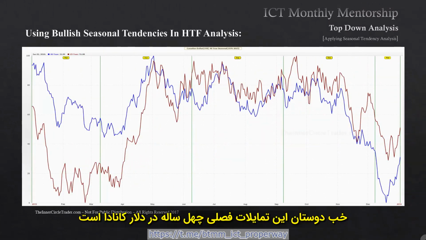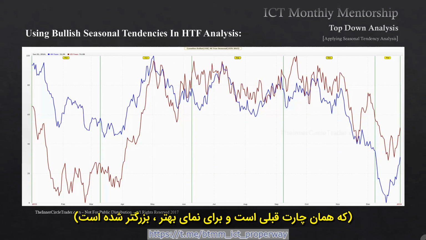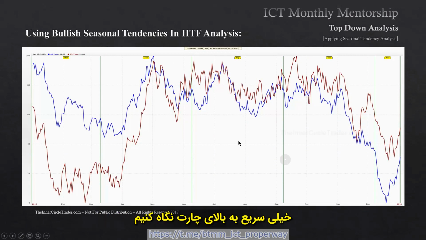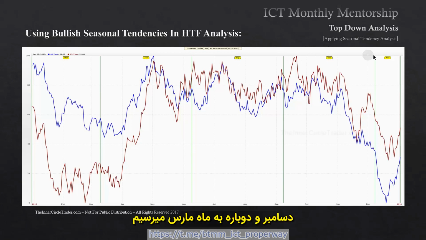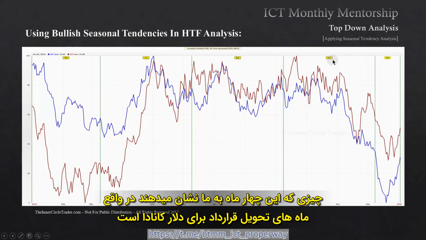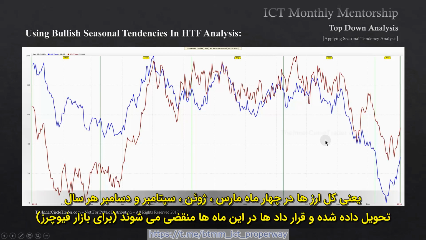Okay, folks, this is the Canadian dollar 40-year seasonal tendency. This is an expanded view of the same chart you just saw. And I want you to take a look at something real quick. Up here we have March abbreviation, June abbreviation, September abbreviation, December, and then back to March again. What this is delineating is the contract delivery months for the Canadian dollar. Now, currencies deliver on March, June, September, and December every single year. These months expire.